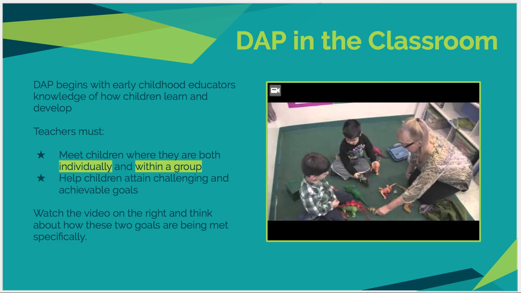Then we're going to see what developmentally appropriate practice looks like in a classroom. Read the slide and then watch the video on the right and think about how the 2 goals that teachers must meet, and they're listed right here with the stars, are being met in this video. You don't need to post your answers, but I do want you to stop and think about it. See if you can pull out some of the reasons that these kiddos are having their needs individually met, that their needs are met within a group, and the teacher is helping them attain goals. What do you see from this video?